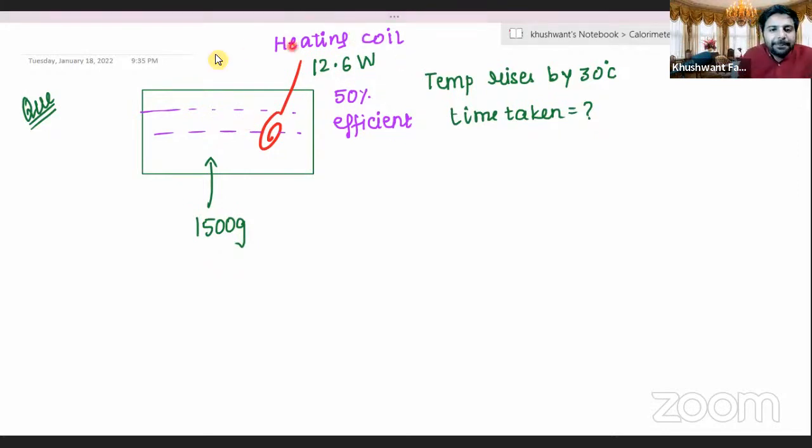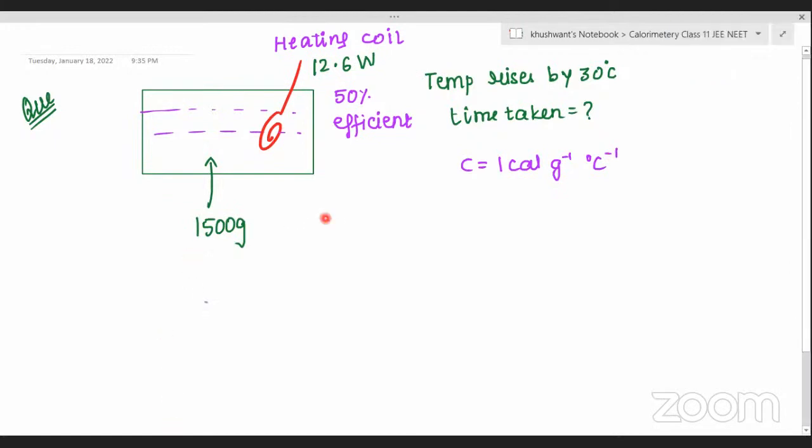We know specific heat capacity for water already as C is equal to 1 calorie per gram per degree Celsius. We need to go ahead and calculate what will be the time required in which the water will get heated up by 30 डिग्री सेल्सियस. 30 डिग्री से पानी का टेम्परेचर बढ़ने में कितना समय लगेगा अगर हीटिंग कॉइल का पावर इज 12.6 यानी कि 12.6, वाटर प्रेजेंट इज 1500 grams and efficiency of the heating coil is 50%. I will write down the options here on the screen. तब तक everybody go ahead and kindly make the respective calculations in your copies.